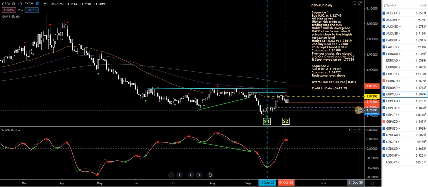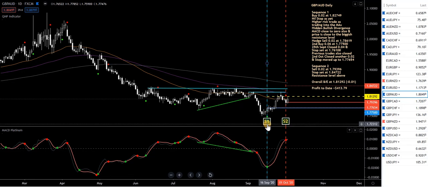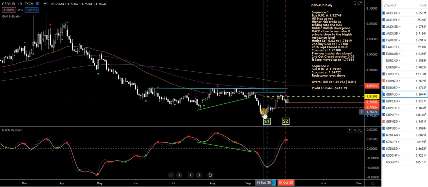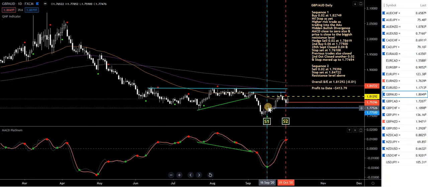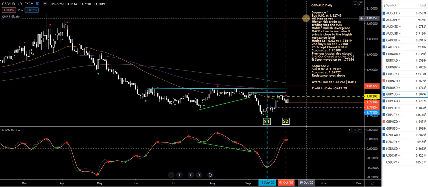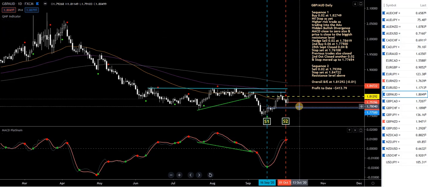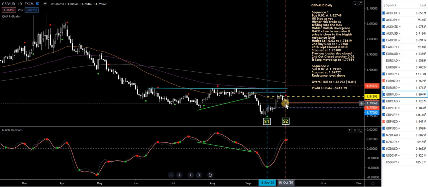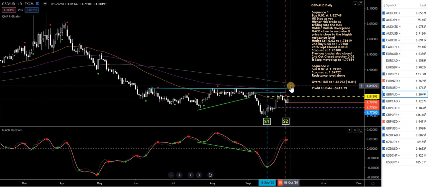Pound Aussie, what are we in here? Two sequences. So sequence one's a buy here. I think there was a multiple, oh no. So we've got a stop. We've locked in a bit of profit on that, and we've got a stop in place above the entry level, so we can't lose on that. Then I took a sell here, and there's a stop in place for the sell. It's gone against me already.